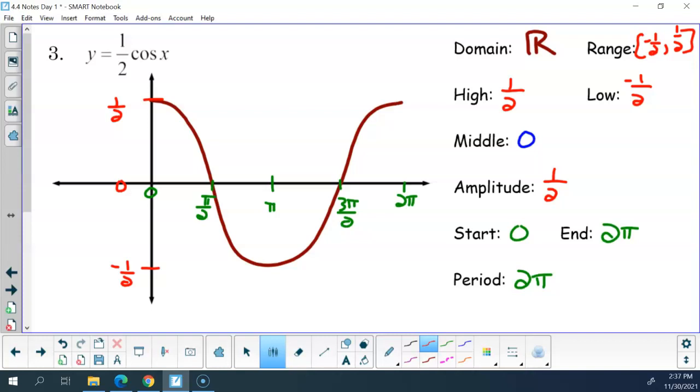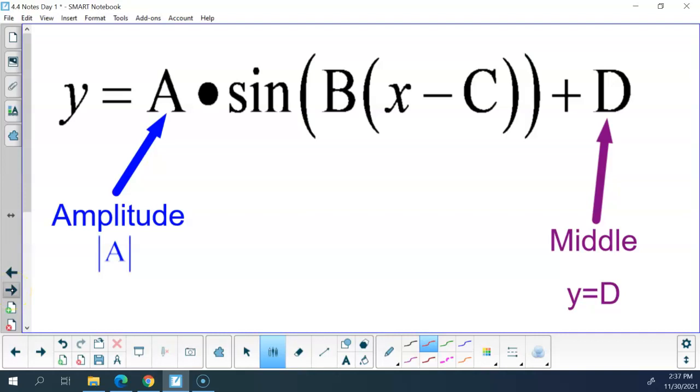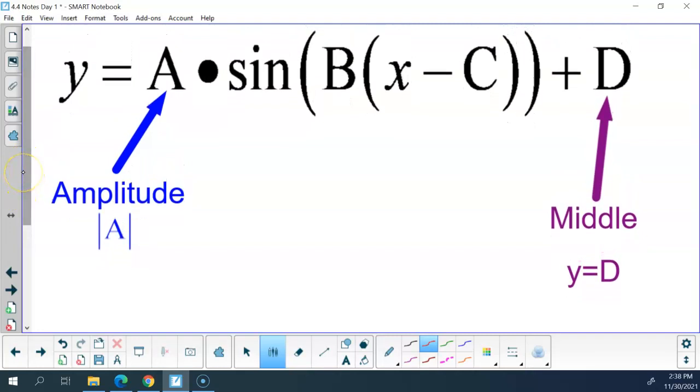So now, let's throw a monkey wrench in the whole thing, and let's talk about a D value. The only thing that the D value does is it moves the middle. So we're going to shift the middle either up or down, depending on what that d value is. This works for cosine too. Let me show you what I mean by this.